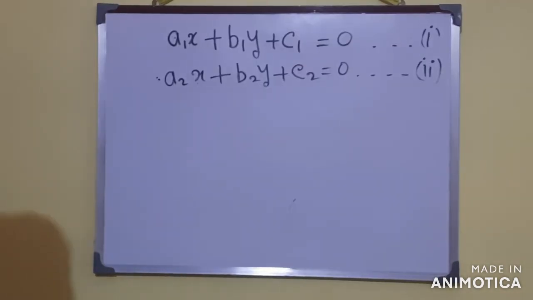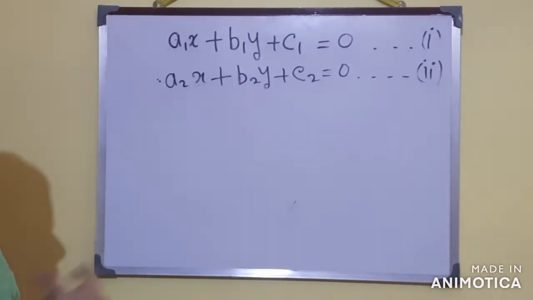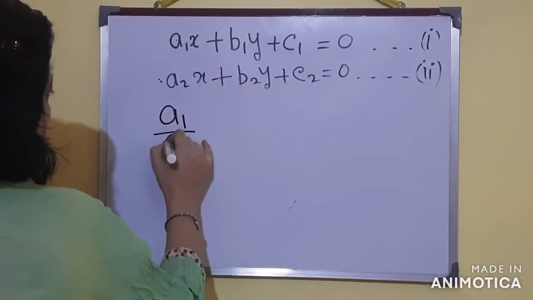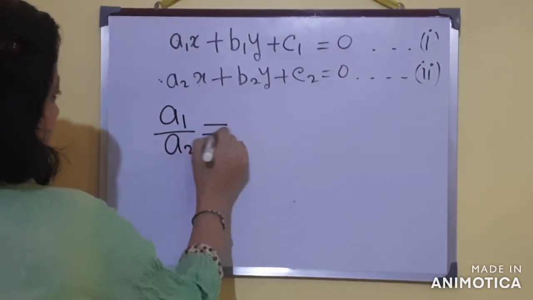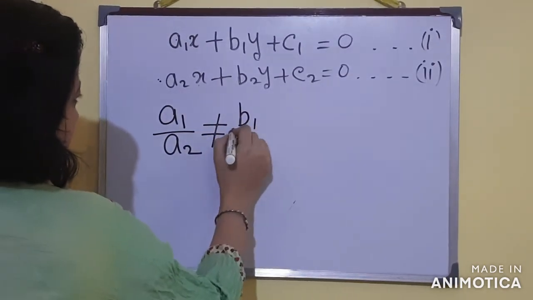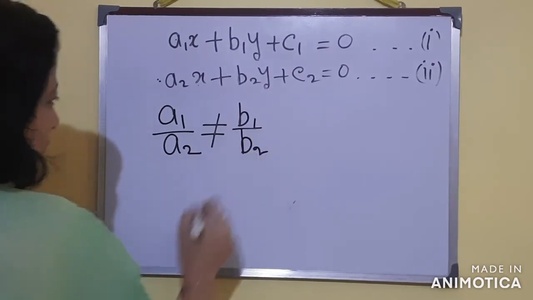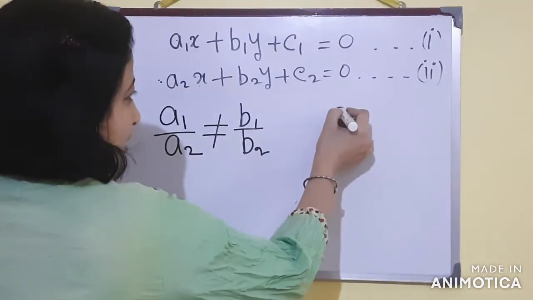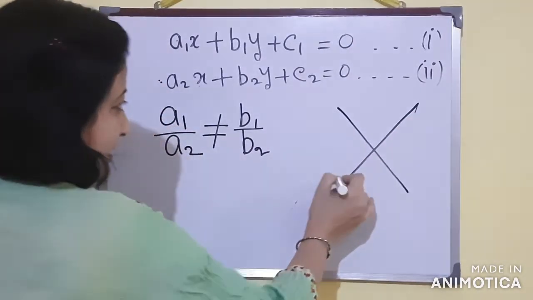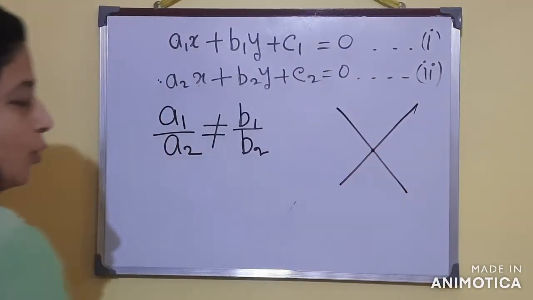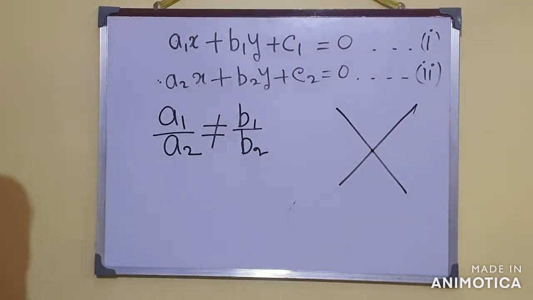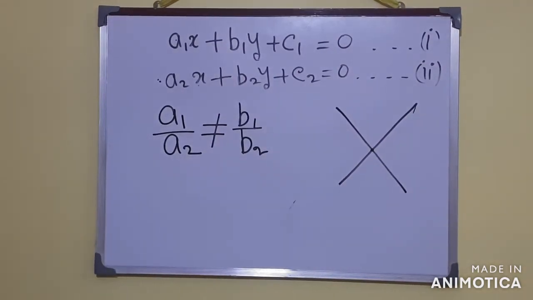We say there is one solution, only one solution, when a1 by a2 is not equal to b1 by b2. We said only one solution. Means actually here two straight lines are intersecting. That's why they are sharing one point. Both of the straight lines are passing through one point. That's why it has only one solution.